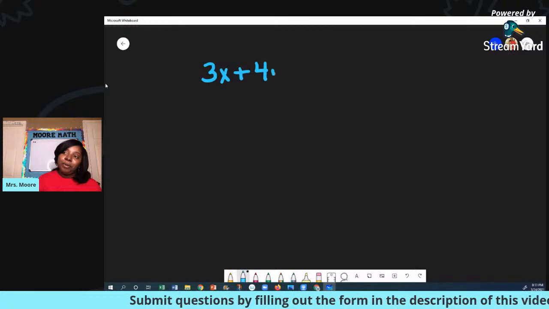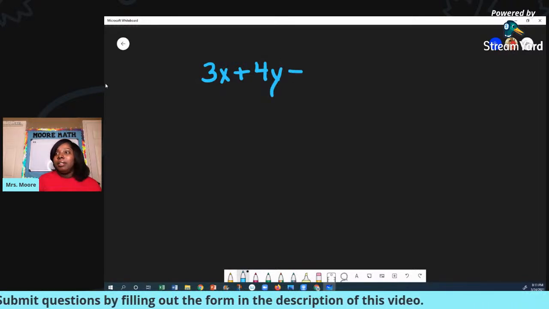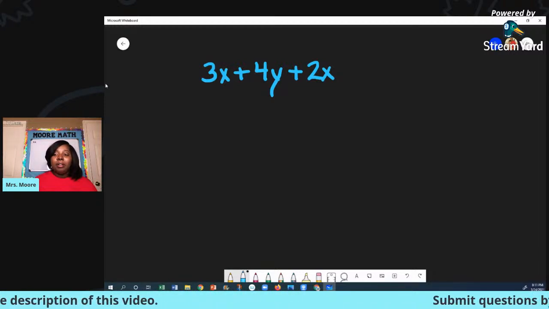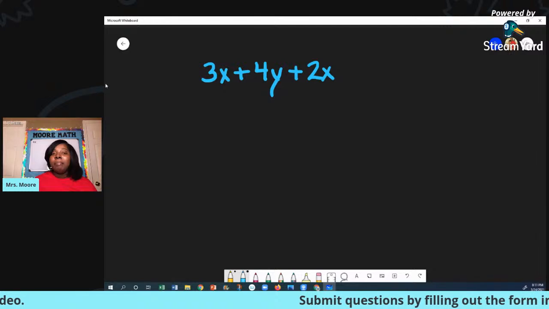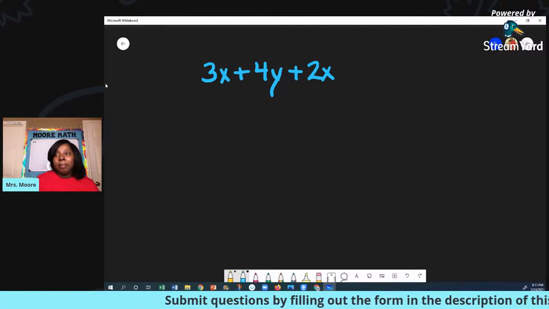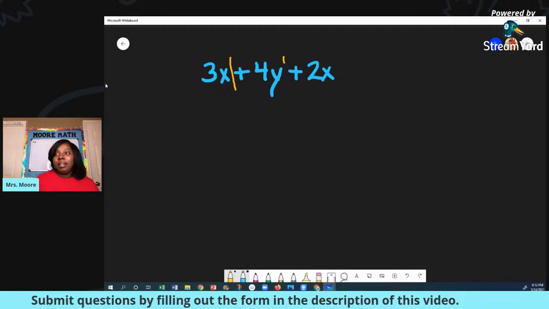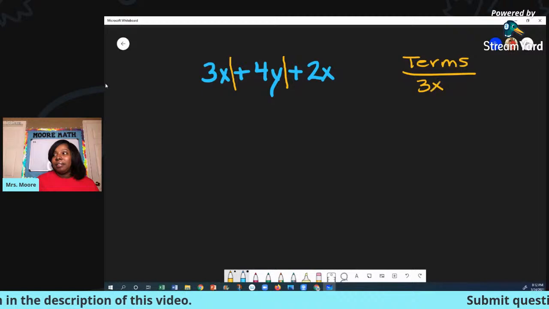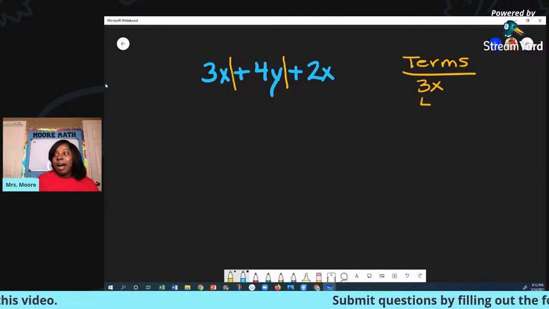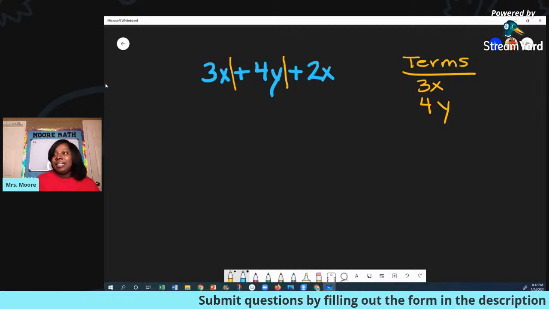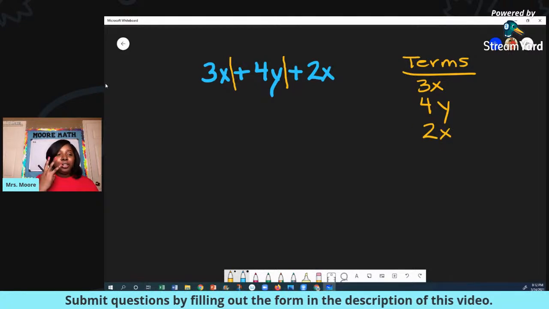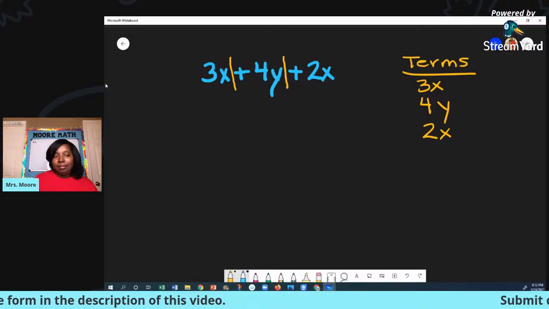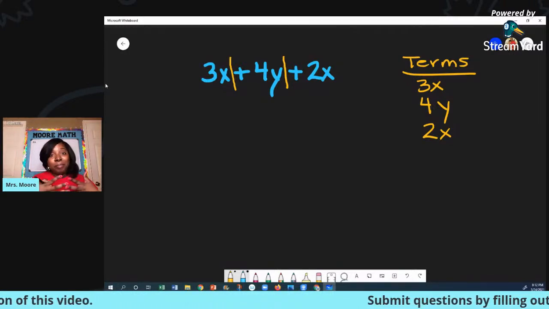3x plus 4y, ooh, another variable, plus 2x. All right. Well, Miss Moore, they all have a letter, so can I combine them? All right, well, let's separate our terms. How many terms do we have? I see 3x. I see 4y. And I see 2x. 3 terms. Now, which ones are like terms? They're not all like terms. Otherwise, we could combine them all.